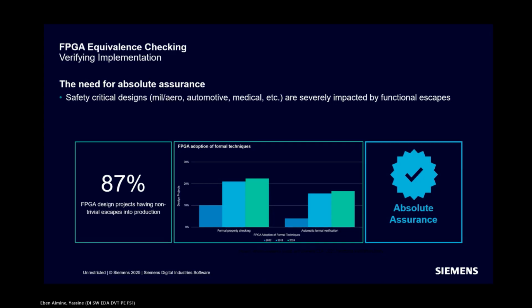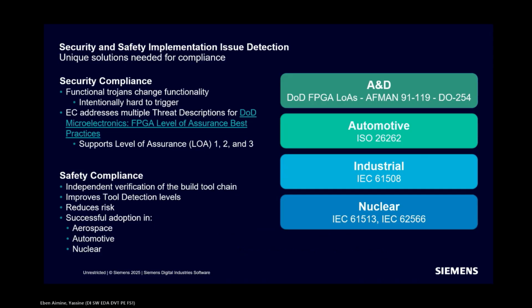And so what's needed? Absolute assurance. How do you get to absolute assurance with FPGAs? And that's really what I'm going to talk about with equivalence checking. Just some market data so I can highlight and try and quantify how important this is.